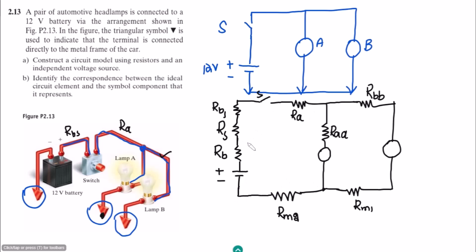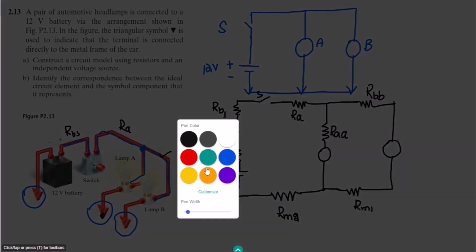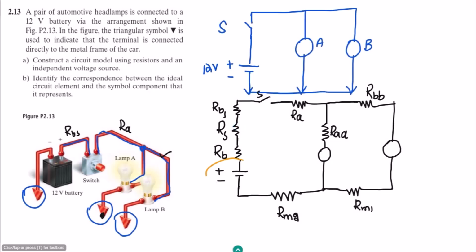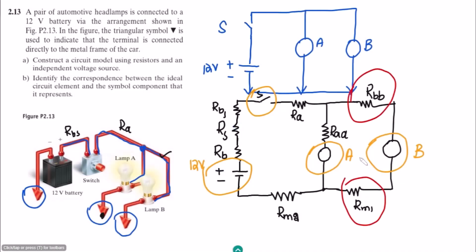So this is basically the actual diagram, which shows us the real-world diagram, while this one is composed of the ideal sources. This is the 12-volt source. This is the switch, this is lamp A, this is lamp B, and all the resistances here, this one, this one, this one, this one, and all these ones.